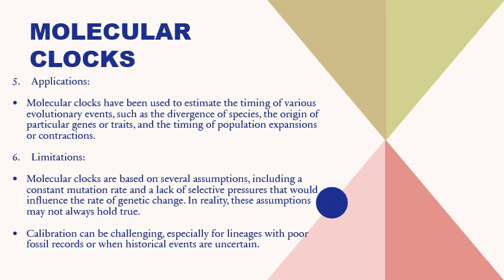So to tie it all together, the molecular clock is a valuable tool in genetics and evolutionary biology for estimating the timing of evolutionary events based on the accumulation of genetic mutations. While it has its limitations, it has provided valuable insights into the history of life on Earth and continues to be refined with advances in genetic sequencing and modeling techniques.